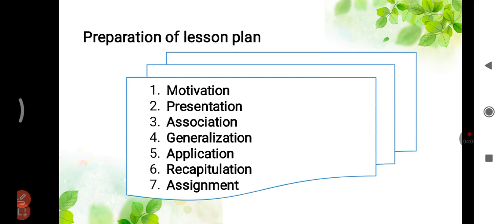The recapitulation: the topics discussed in today's class, all topics are recapitulated. The last one is the assignment, which is tomorrow's homework. Today is how to learn the learning experience for the assignment.